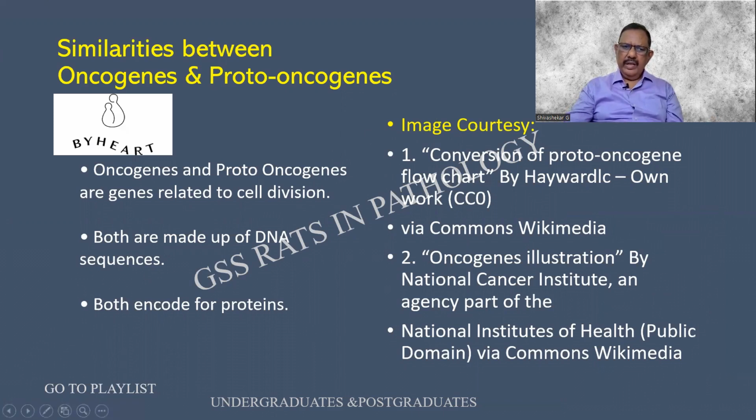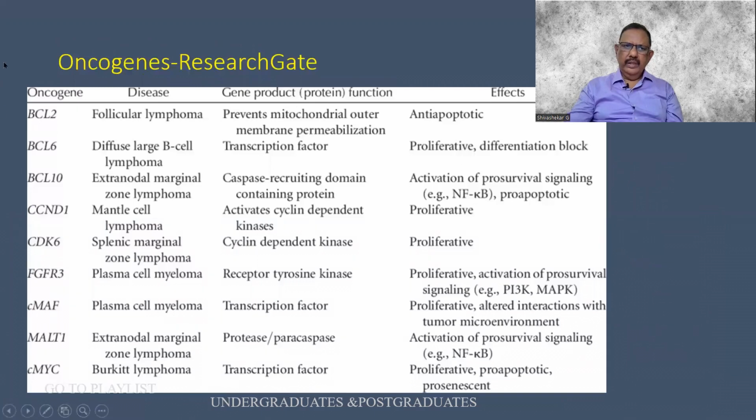So this is the reference for this particular topic. This is derived from ResearchGate, and this is a list of the oncogenes. The oncogene is given over here, and what is the neoplasm that it is associated with, and what is the gene product, and what is the effect as such. For example, in this one, BCL2, it is anti-apoptotic. No apoptotic activity, therefore it continues proliferation.